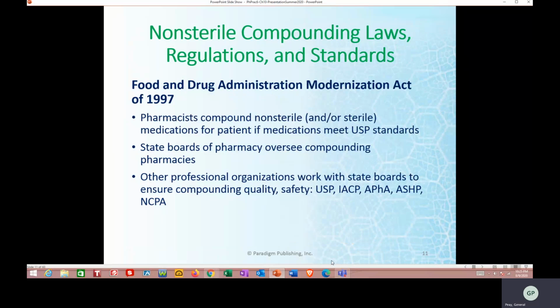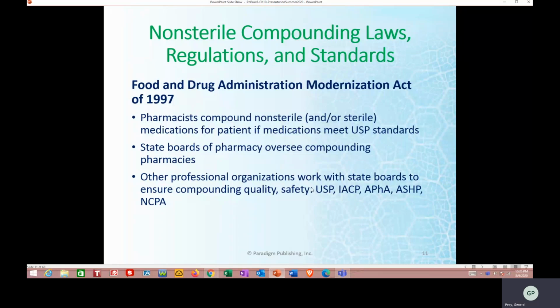So this is just the Food and Drug Administration Modernization Act of 1997. The only thing I want you to know about this is that this law basically said when pharmacists compound non-sterile medications for patients, the medications must meet the USP standards. This stands for United States Pharmacopoeia. State boards of pharmacy oversee compounding pharmacies. So sometimes when the state board visits your pharmacy, if you compound, they want to see a compounding log to make sure.